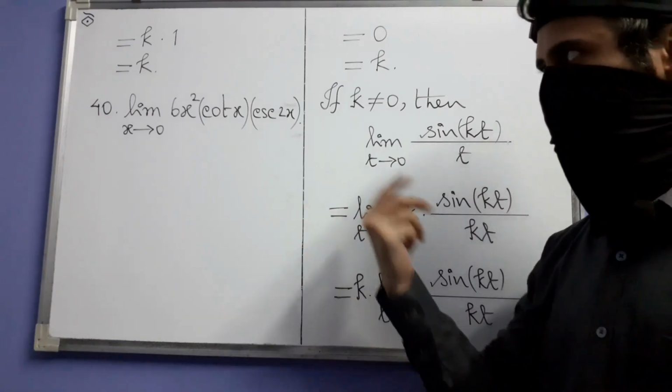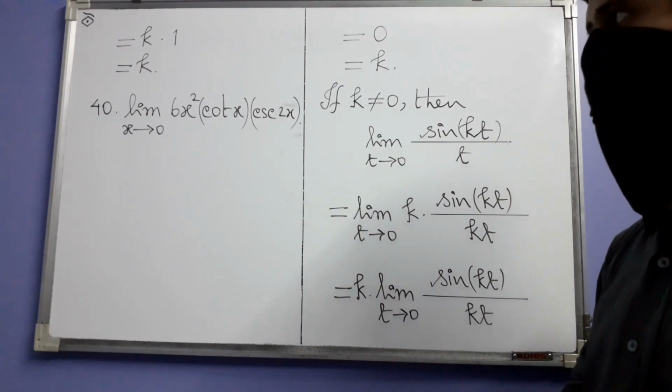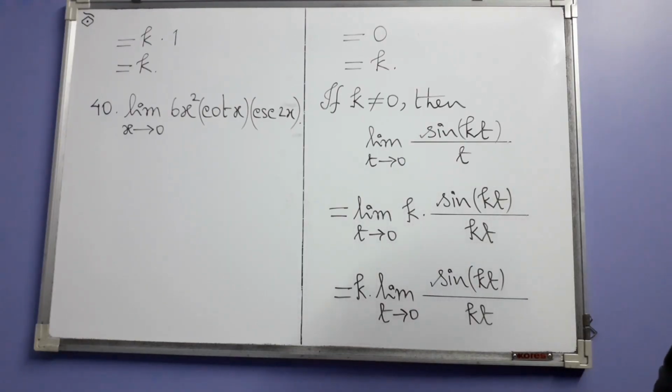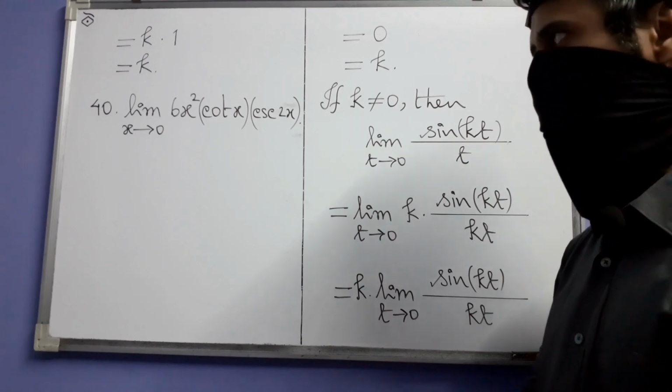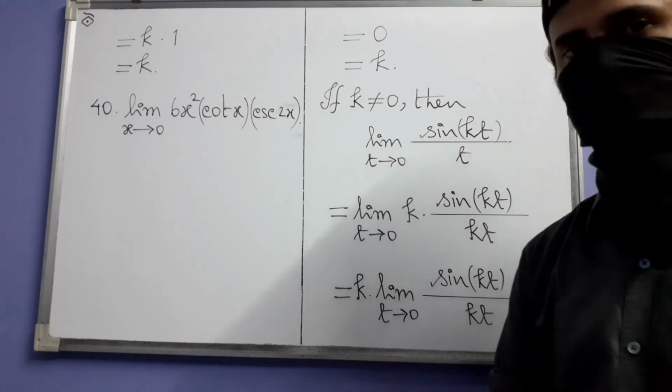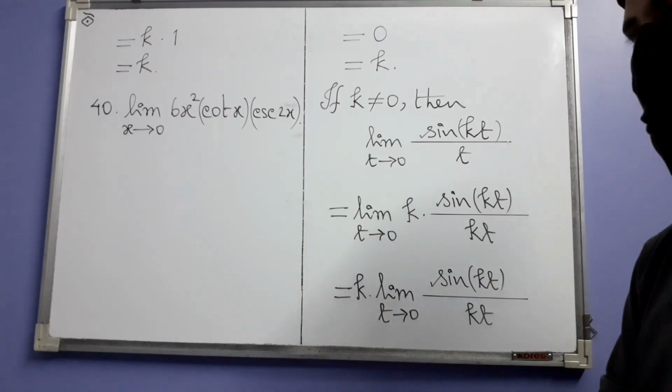And the next one, say we consider the 40th one. Here we have to find the limit of 6x square times cot x times cosecant of 2x as x approaches 0. So the function is a little long, it has many ingredients.